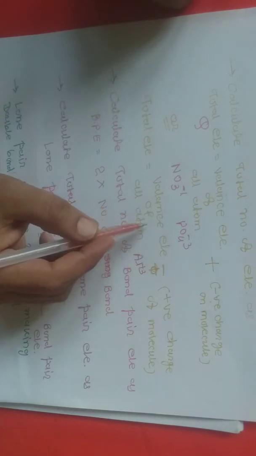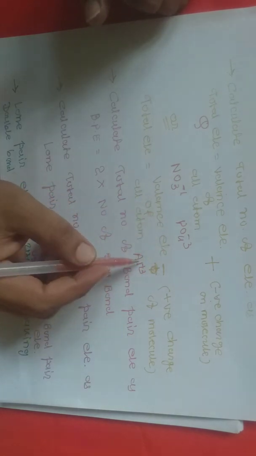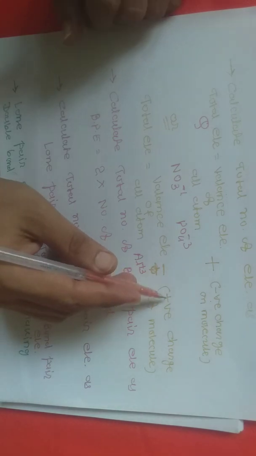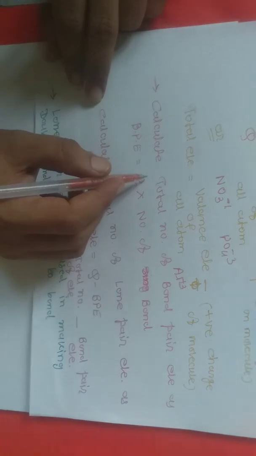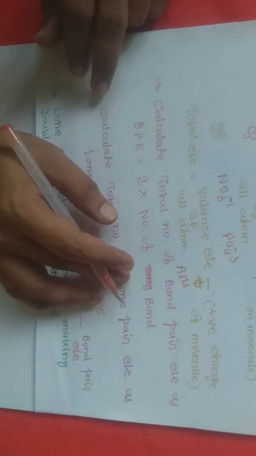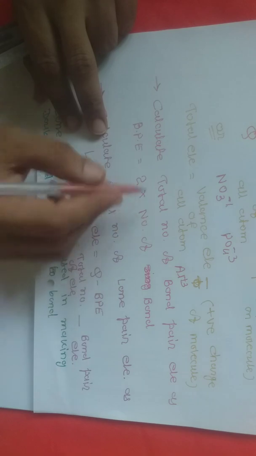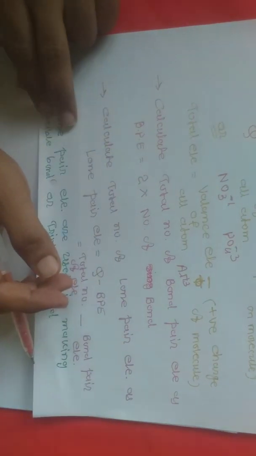In a polyatomic molecule, I have to calculate the valence electron of all atoms, add the negative charge, or subtract the positive charge from the total valence electron. Then we also have to calculate the bond pair electron. It is very easy to calculate. Bond pair electron is nothing but twice the number of bonds. So if you multiply 2 by the number of bonds, that is the bond pair electron.